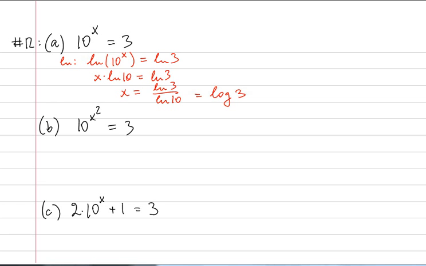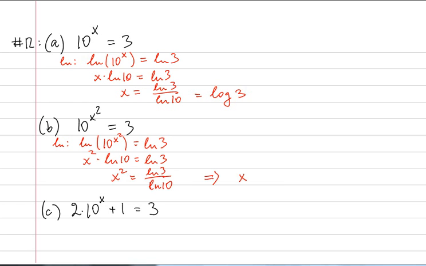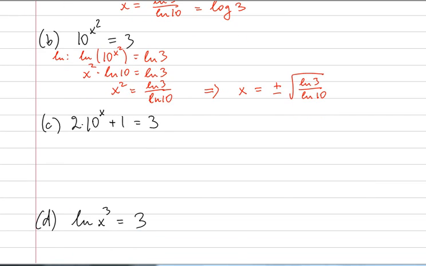For the next one, you proceed the same way. So you take ln, you get ln of 10^(x²) equals ln of 3, x² times ln of 10 equals ln of 3, x² equals ln 3 divided by ln 10. Now you plug this in the calculator, for example, or you solve this. So x is equal to plus or minus the square root of ln 3 over ln 10.